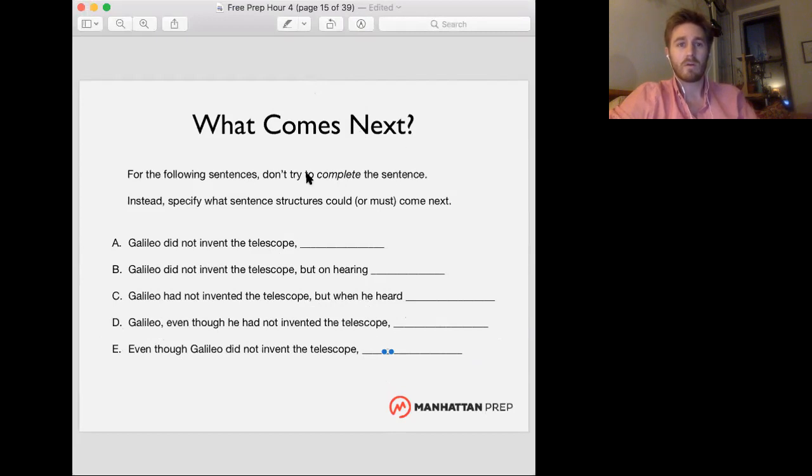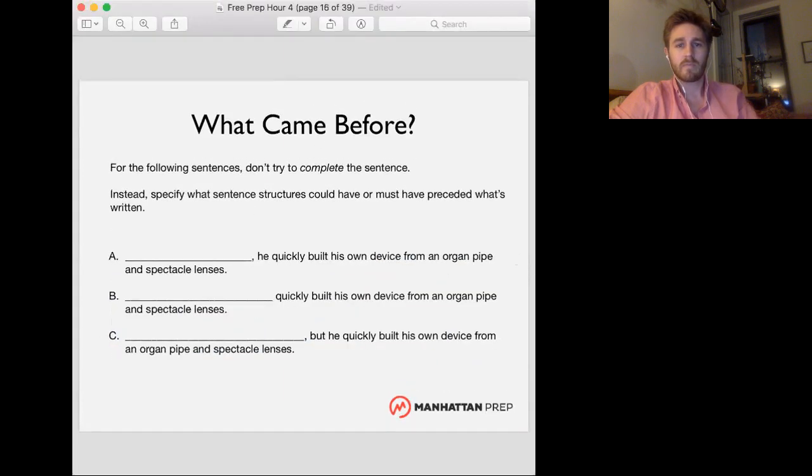So let's clear drawings. What comes before? All right, similar game. Based on the structure here, take a minute or so and see what has to come before what's written. Again, not the exact words, structurally, what has to come before.